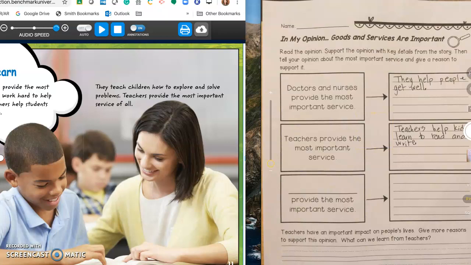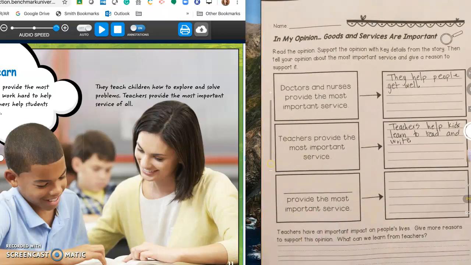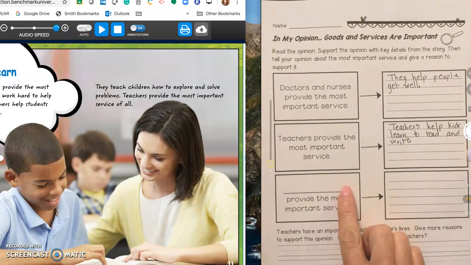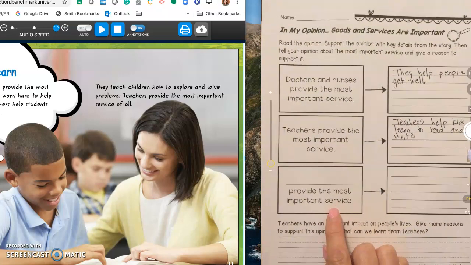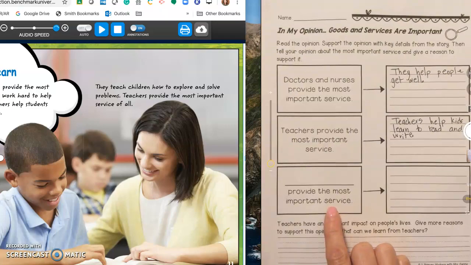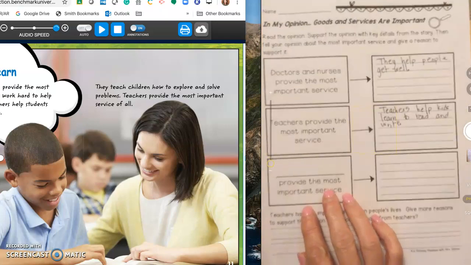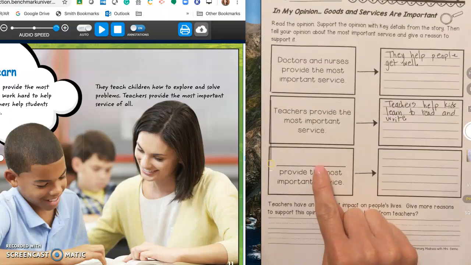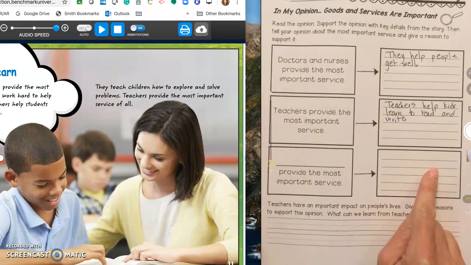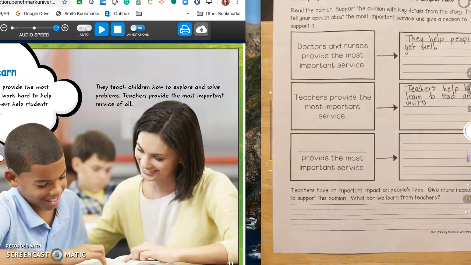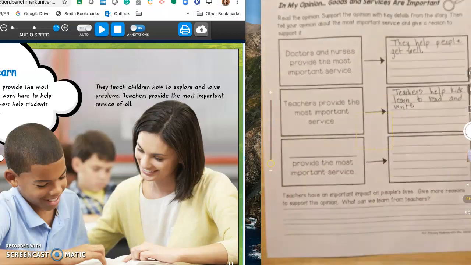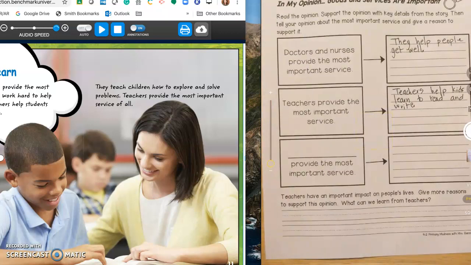Okay, and then again, just like you did on the first page, you're going to choose who you think provides the most important service. Again, it does not have to be from the text. You can choose between doctors, nurses, and teachers, or you can write your own here. Police officers, firefighters. We have lots of people that provide services that are important. So you're going to write what you think is the most important service and then some details to support your opinion.